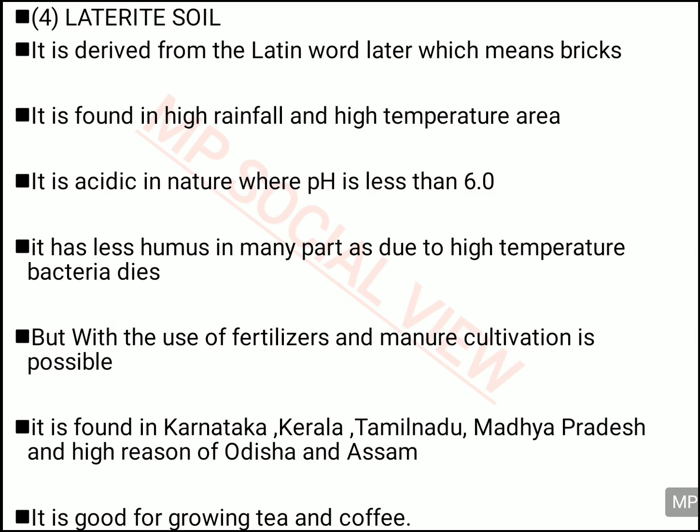But it does not mean that it cannot be used for cultivation. You can use it for cultivation, you can add fertilizer, manure, chemicals, and do the cultivation here. It is mostly found in Karnataka, Kerala, Tamil Nadu, Madhya Pradesh, and also in the regions of Odisha and Assam. And it is very good for growing tea and coffee.